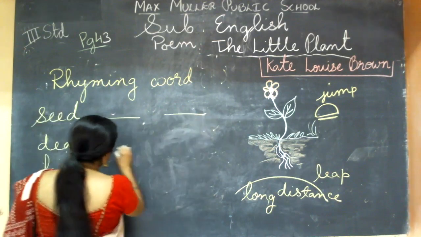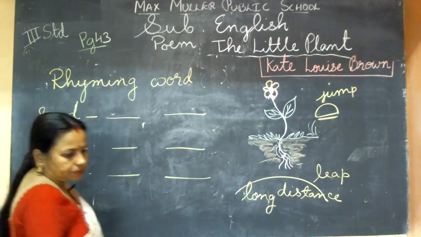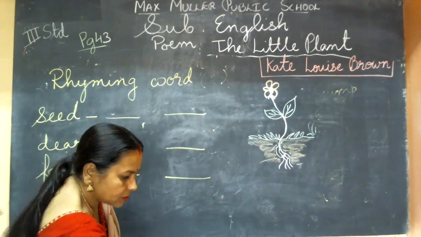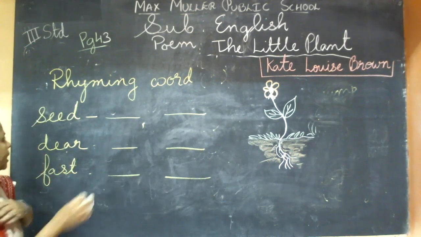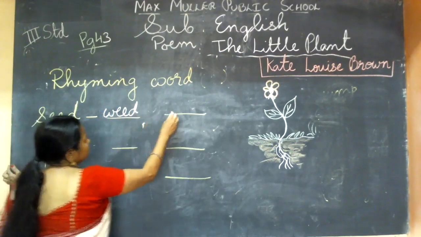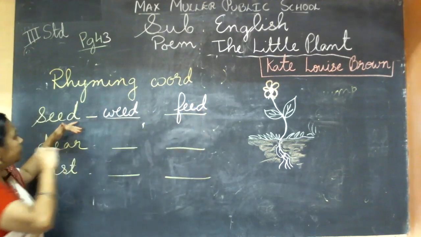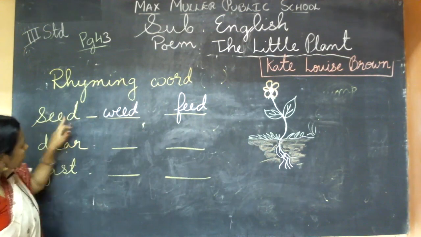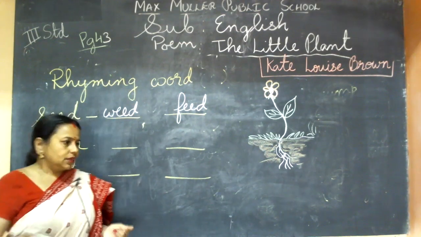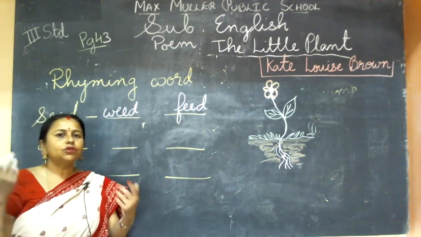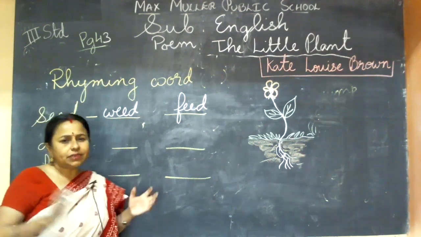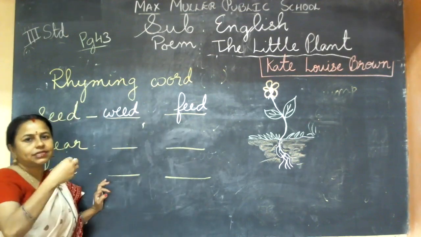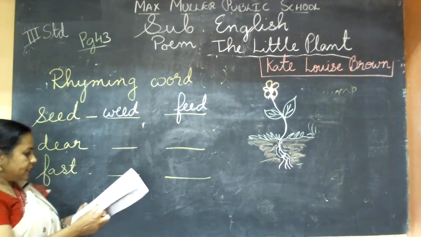So, two rhyming words you should write. For seed, we can write weed and feed. Now see, it is almost same. First letter is changed. In rhyming words normally the first letter will be changed. Remaining letters will be same. So seed, weed and feed. Weed means what? Sometimes when you are in the garden, you are growing many plants, no? Some unwanted plants also grow along with our rose plant or whatever we want. That is called weed. So that is unwanted, not good. Then feed means, you know, mummy feeds, making someone eat. That is only feed.